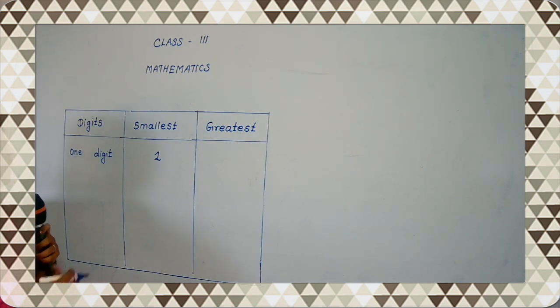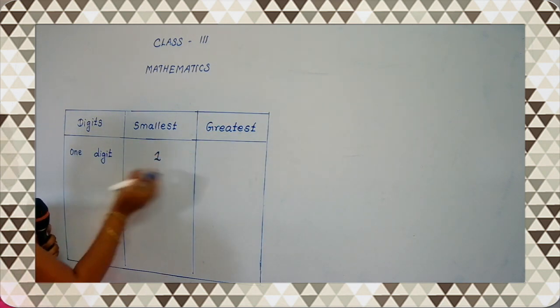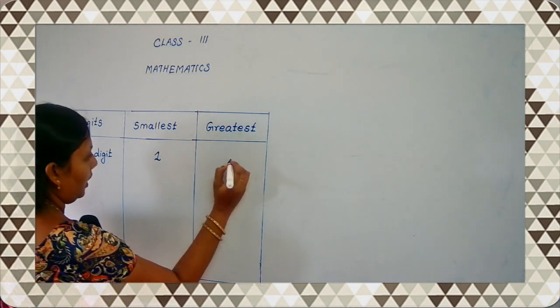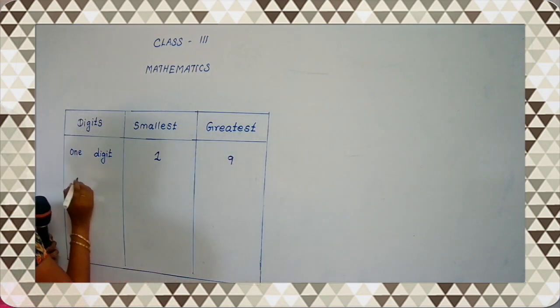Okay. Then the greatest 1-digit number is, what will come? Open your mouth and say louder. Already we have studied, yes? Which one is the greatest 1-digit number? 9. Okay. 9.